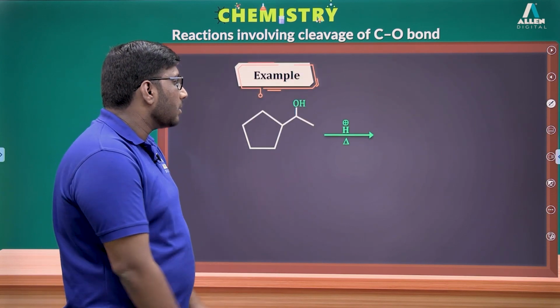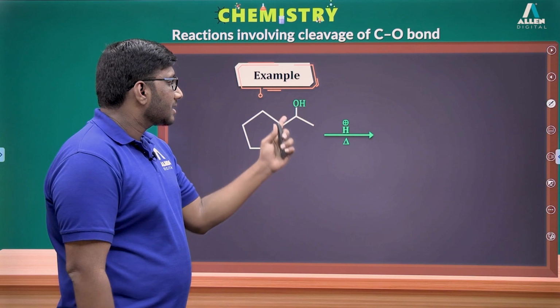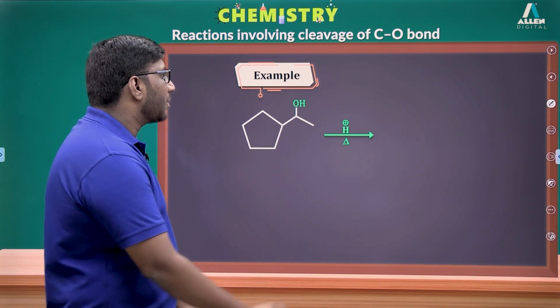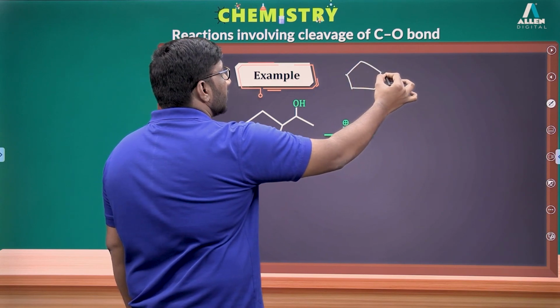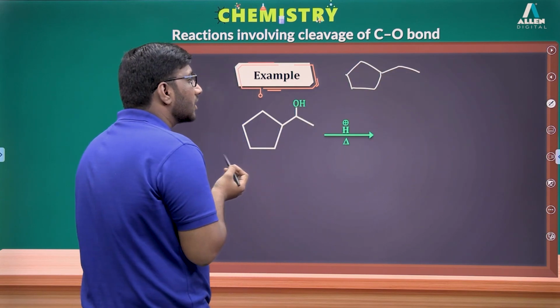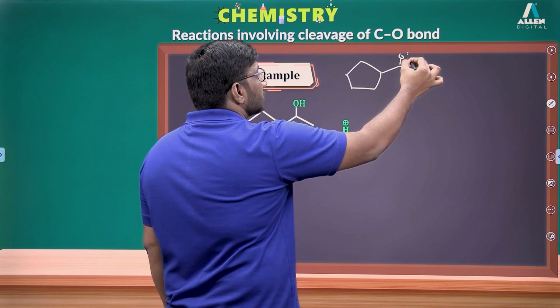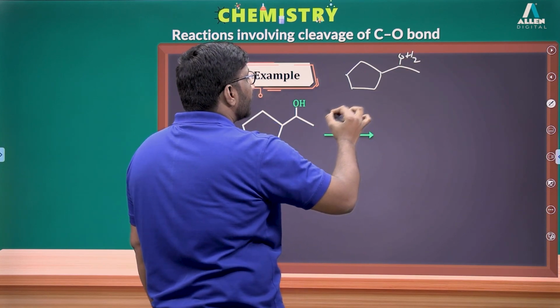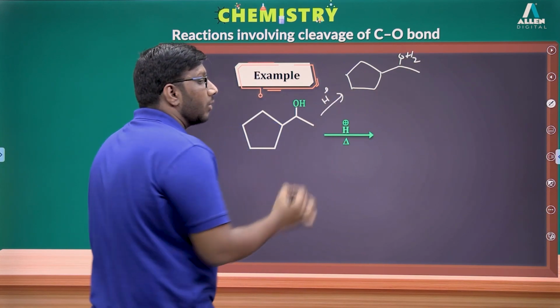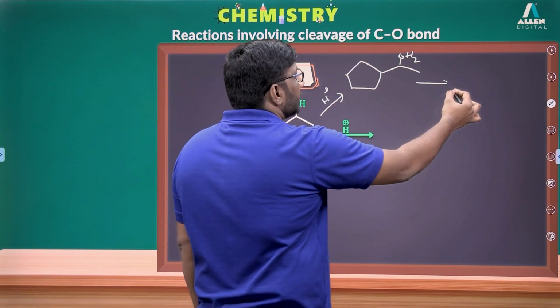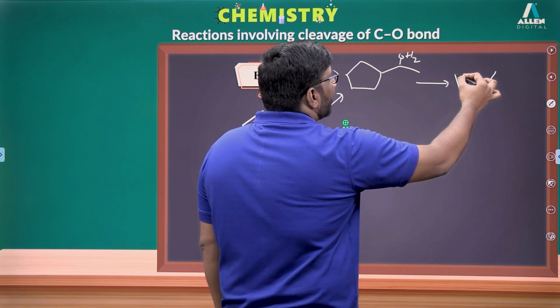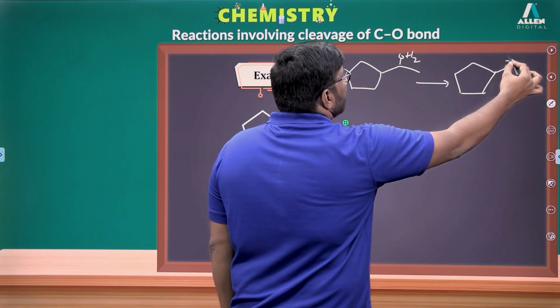So we have a 5-member ring connected with a CHOH and CH3. What will happen in the first stage? We have the 5-member ring. The OH can be converted to OH2 plus. Yes or no? If I treat with H plus, what will happen once OH2 plus is formed? Loss of water. It will be forming a 5-member ring, and loss of water is obtained.